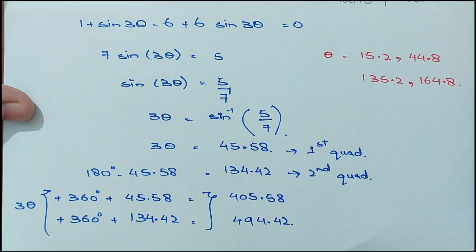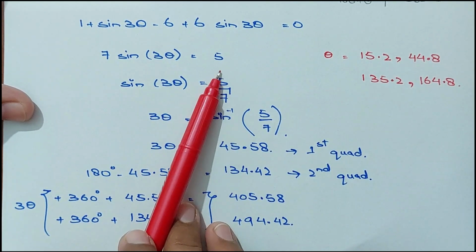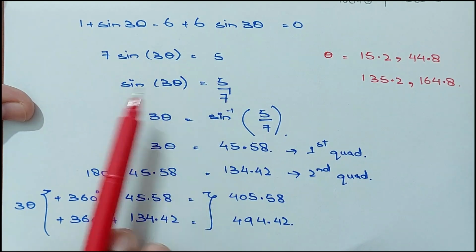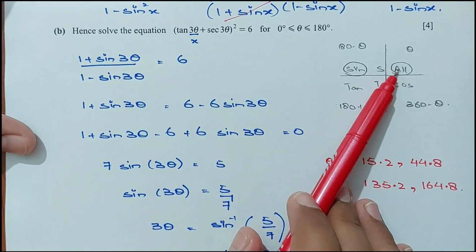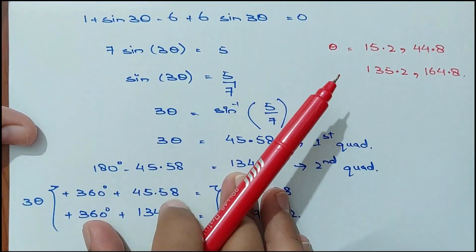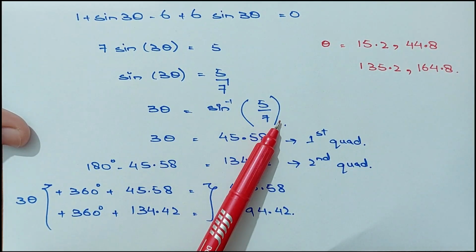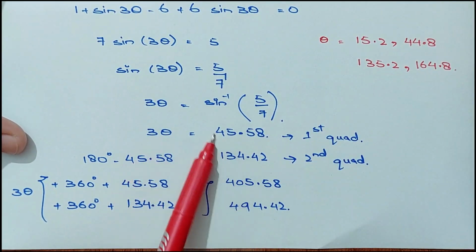Okay, so first, let me start with sine 3 theta is positive 5 over 7. So sine of something, sine is positive, right? Sine is positive in which quadrant? By using the CAST rule, sine is positive in the first quadrant and in the second quadrant, right? So then I solve 3 theta is sine inverse of something. It should be in degrees. Why? Because your domain is in degrees, right? Not in radians. And solving for 3 theta.